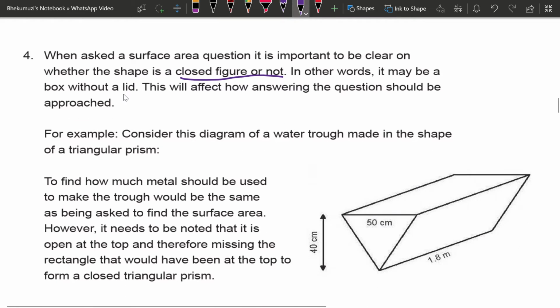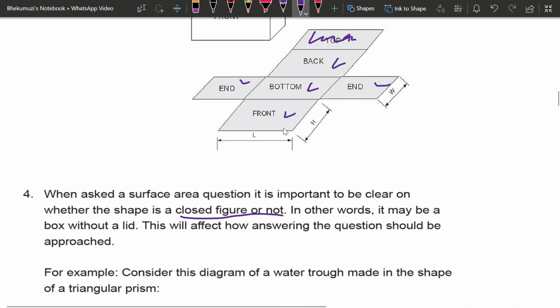It's a box without a lid, and stuff like that. This will affect how your answering should happen, right? Because then that would mean that there would be one piece of area that you do not include, and you'd only count one, two, three, four, five instead of everything else because it's open, right?